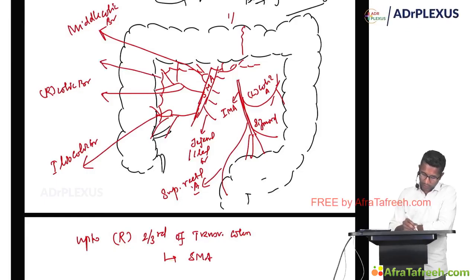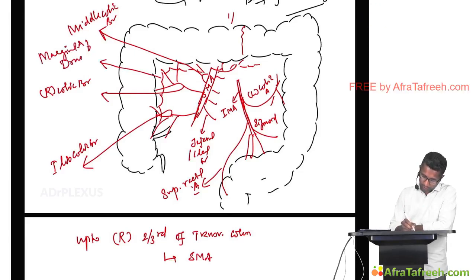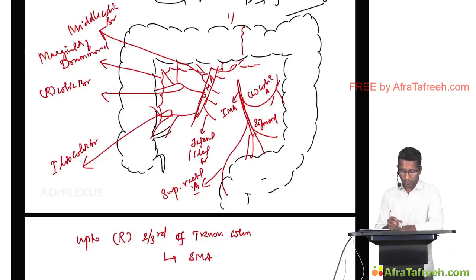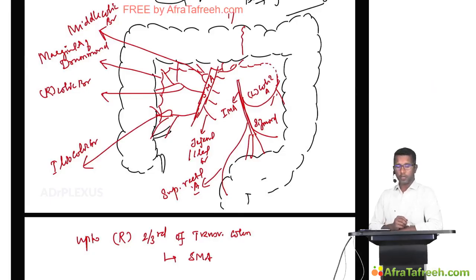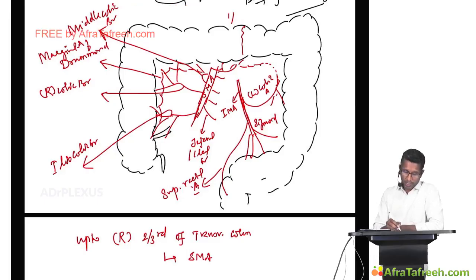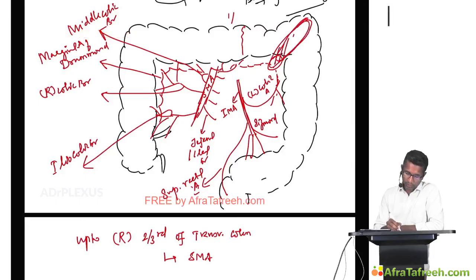This is called the marginal artery of Drummond. These arteries anastomose with one another. But there is one potential area where this anastomosis is poor: at the splenic flexure, the anastomosis is weak.